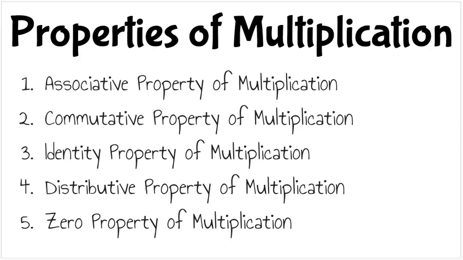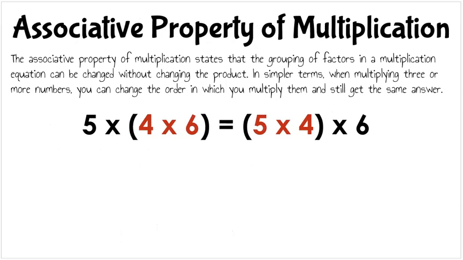What we find out in multiplication is that there are 5 properties of multiplication. There's the associative property of multiplication, commutative property of multiplication, identity property of multiplication, distributive property of multiplication, and the zero property of multiplication. What I want to do today is go over each of these and show what they look like so that you can have an understanding of what they are and how they can help you solve multiplication questions. So first, let's look at the associative property of multiplication.